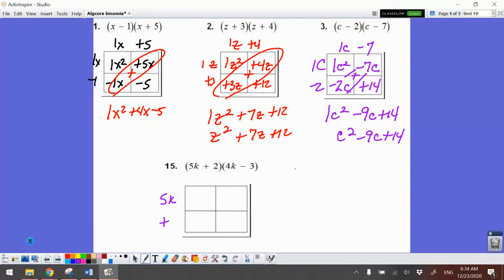And this one's got a few extra numbers, so 5k plus 2, 4k minus 3, so that's going to be a 20k squared. Remember, we're talking about these two. And 5 times negative 3 is a negative 15k. And positive 2 times 4 is a positive 8k. And positive 2 times negative 3 is going to be a negative 6. Again, you're combining on the diagonal. So these are the ones we're looking at. So 20k squared pops out. 8 minus 15 is a negative 7k, and a minus 6.